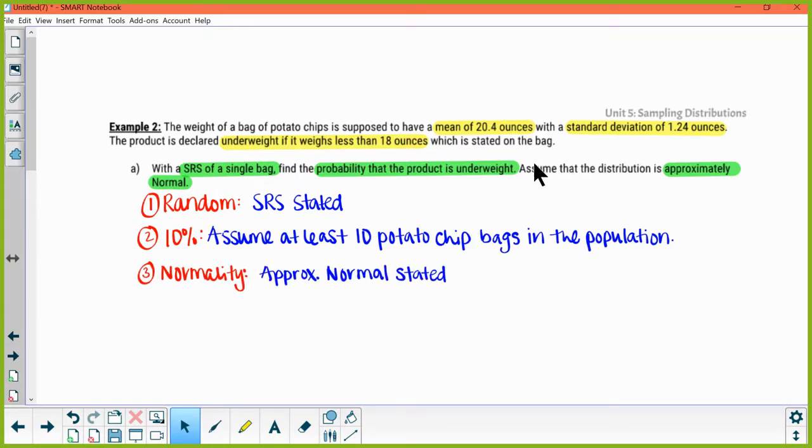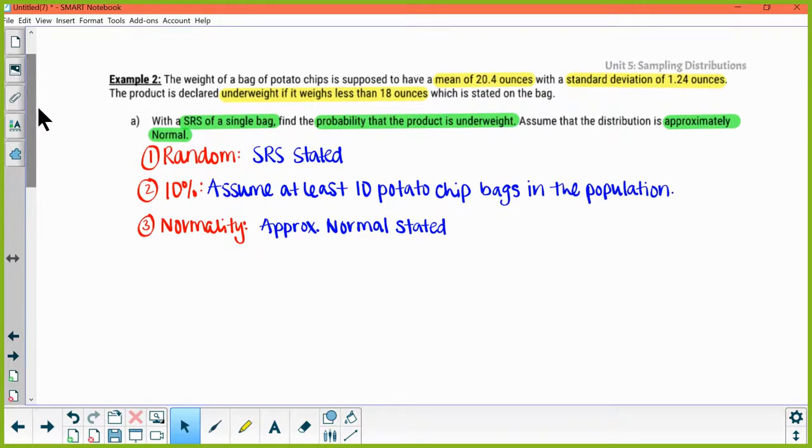If it did not have this line, I would not be able to assume it's approximately normal because it will not meet the central limit theorem, and I don't have any data and I don't have a graph to look at to see a normal distribution. So that's why it has to be there. Otherwise, we're not able to really calculate a probability. So let's go ahead and find the probability that the product is underweight.